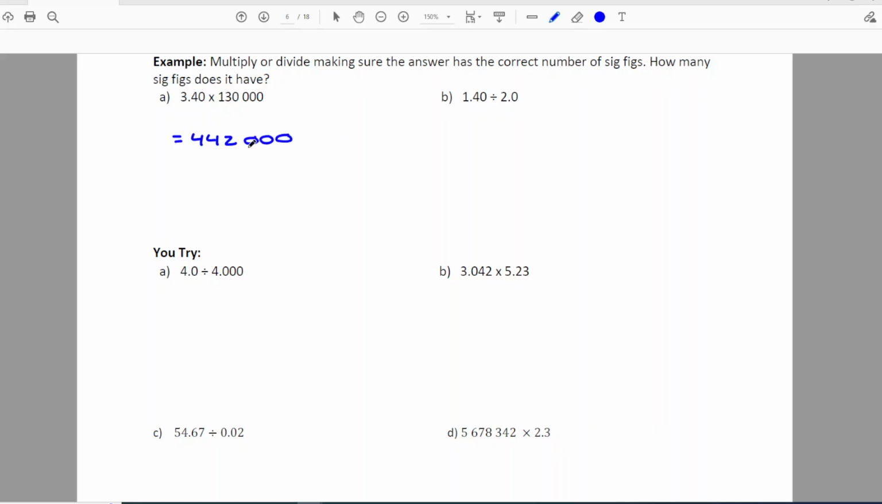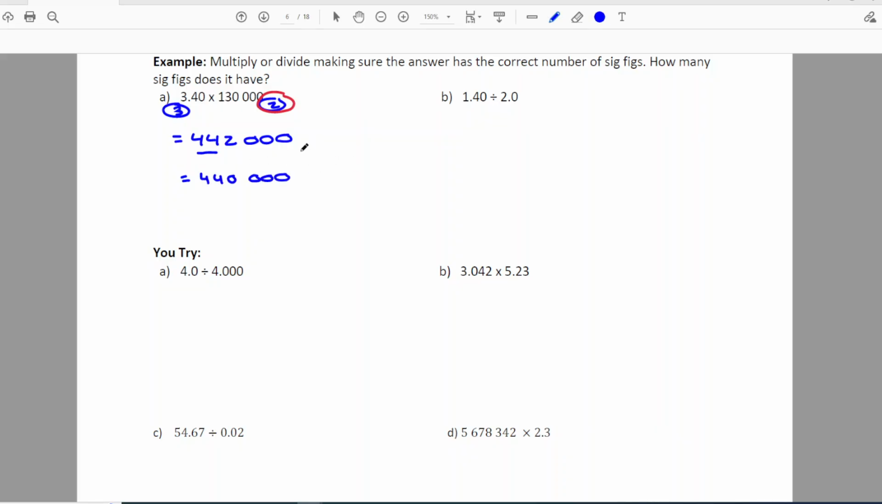Now, am I allowed to give this as an answer? Well, we're going to check for sig figs. This number has 3 sig figs. This number has 2 sig figs. So we are limited by the 2 sig figs. My answer can't give more than that. So I have 2 choices. I can say, okay, 442,000. If I'm going to round to 2 sig figs, this 4 is going to stay the same, and then the 2 would just go away. So I could write it as 440,000.